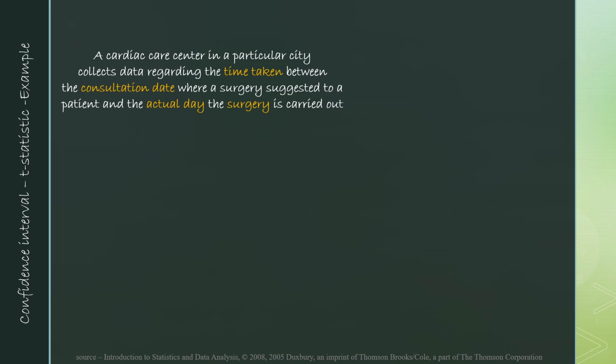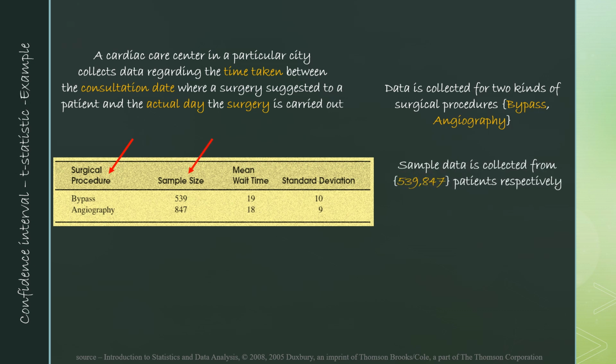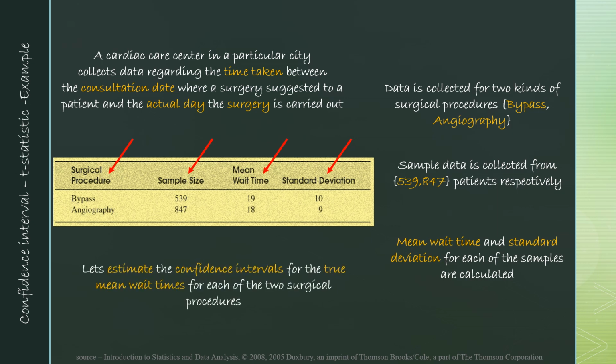Let's take an example. A cardiac care center in a particular city collects data regarding the time taken between the consultation date where a surgery is suggested to a patient and the actual day the surgery is carried out. Data is collected for two kinds of surgical procedures, bypass and angiography. Sample data is collected from 539 and 847 patients respectively. Mean wait time and standard deviation for each of the samples are calculated. Let's estimate the confidence intervals for the true mean wait times for each of the two surgical procedures.